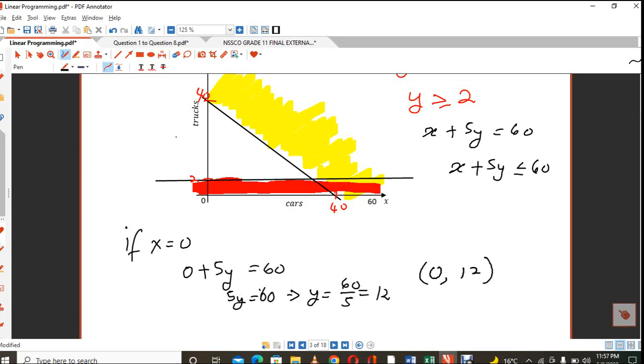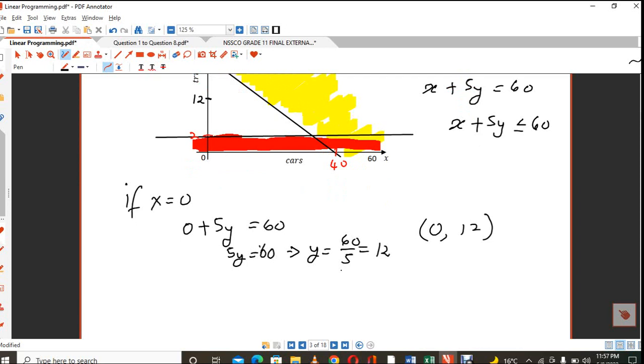So somewhere I have my 12, perhaps somewhere here. That's the point (0, 12). And then also, if y is 0, the dual intercept method, so x plus 5 times 0 equals 60. That simply means x is equal to 60. So that is (60, 0), which is this particular point right there.